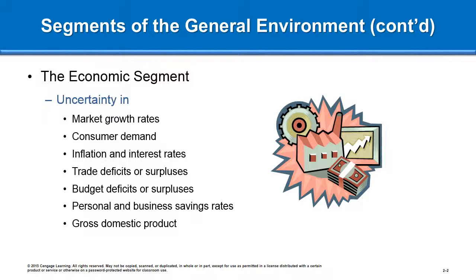The economic segment of the general environment refers to the nature and direction of the economy in which the firm competes or may compete. Analysts must scan, monitor, forecast, and assess a number of key economic indicators or elements, including levels and trends of inflation rates and interest rates, trade deficits and surpluses, budget deficits and surpluses, personal savings rates, business saving rates, gross domestic product, currency valuation, unemployment rates, and energy and commodity prices.